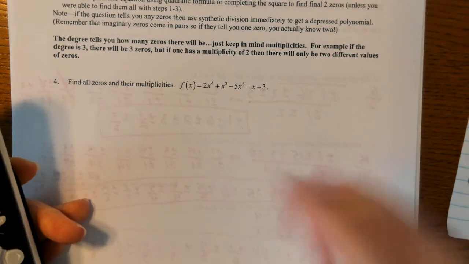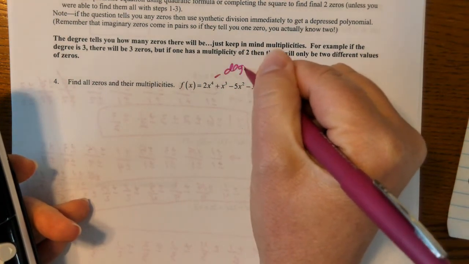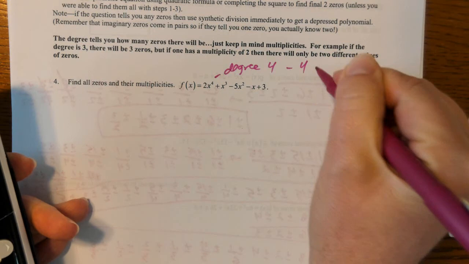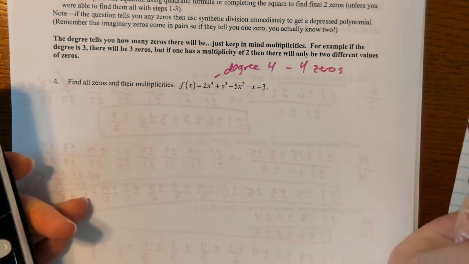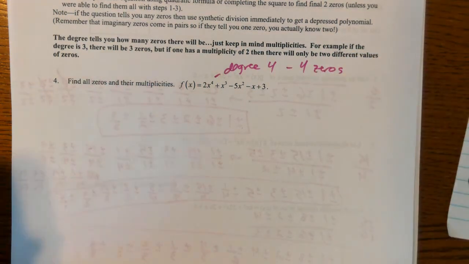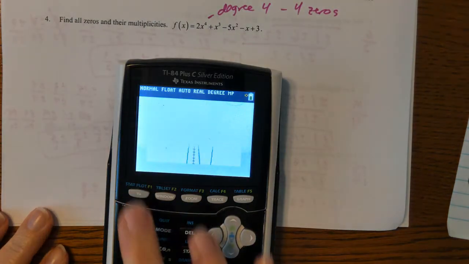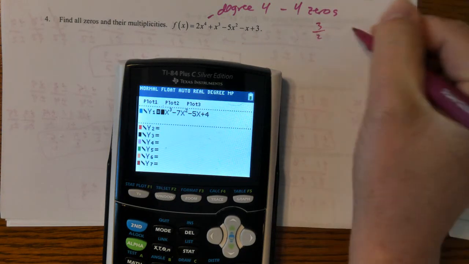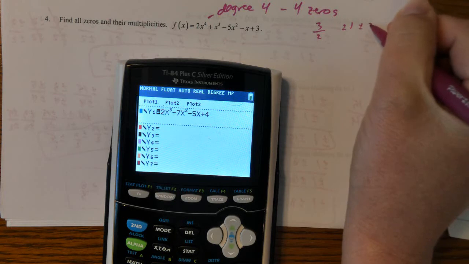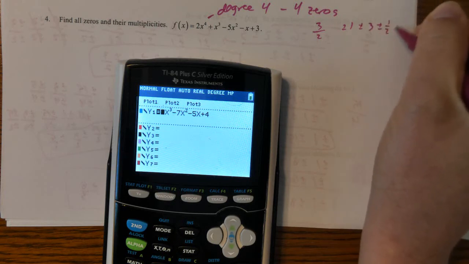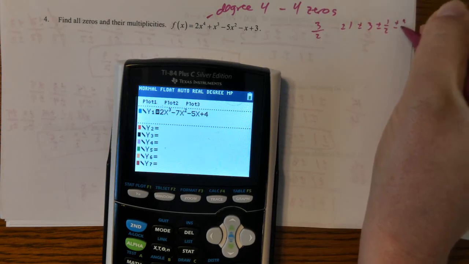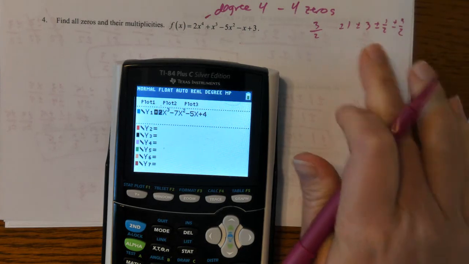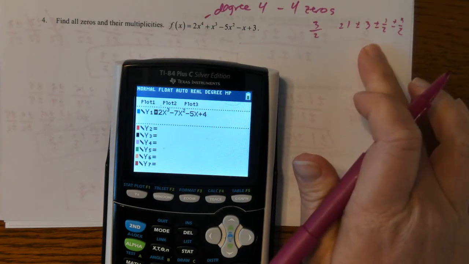Okay, so here's a function right here. Notice there's a degree of 4. So I'm going to have 4 zeros. Okay? I should have 4 little factored pieces once I get it in factored form. I could make my list of possibles. The 3 numbers divided by 2, so it could be plus minus 1, plus minus 3, plus minus 1/2, plus minus 3/2. That's my list of possibles. And I could do synthetic division until I find one of those that works.